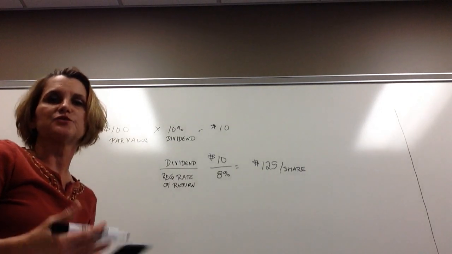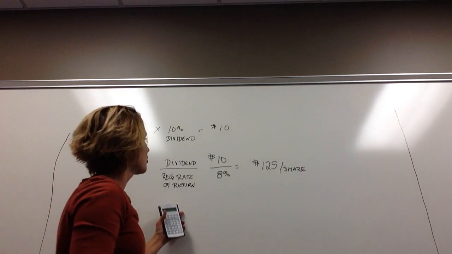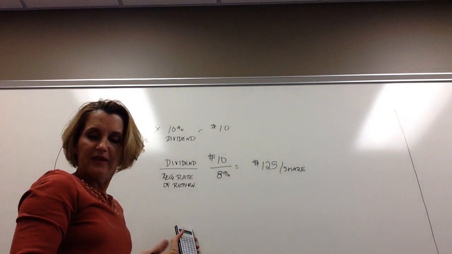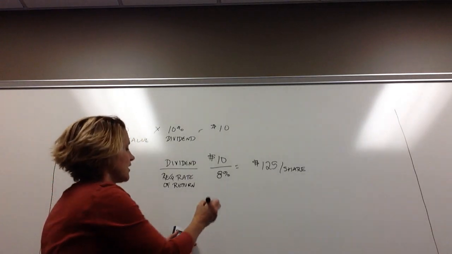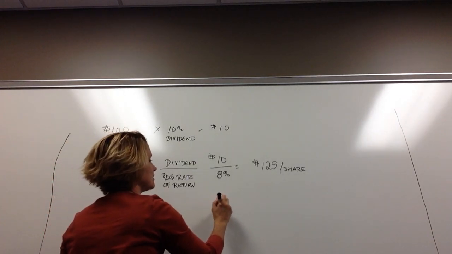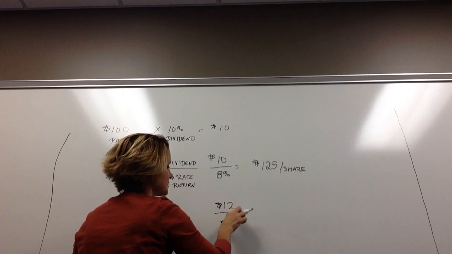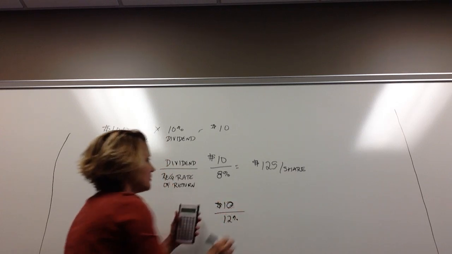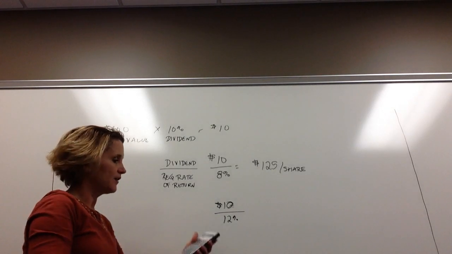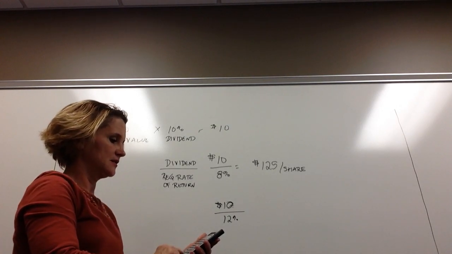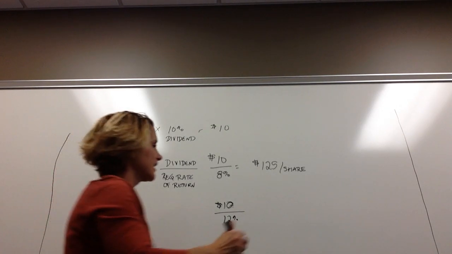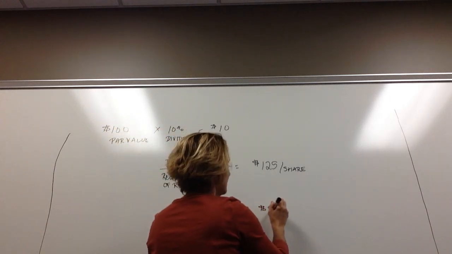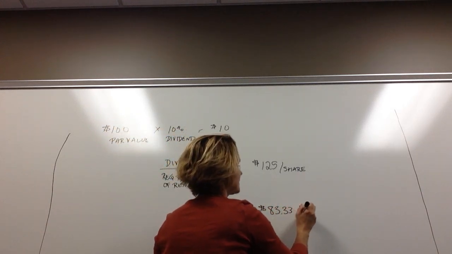Okay, then it asks, well, what if the rates change? What if our required rate goes up, and now it goes up to 12%? What will that do to the stock price? So then now we take that same $10 dividend and we divide it by 12%, and that gives us $83.33 a share.